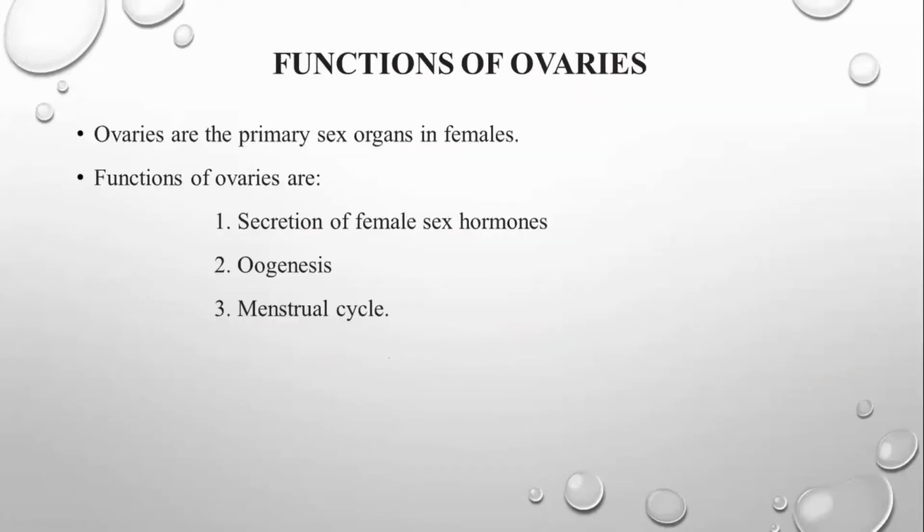Right. The function of the ovaries. The ovaries are the primary sex organ in the female, and three important functions take place: secretion of female sex hormone, the process of oogenesis, and the process of the menstrual cycle. So till now we have seen the secretion of female sex hormone and the parts of the female reproductive system. Now we're going to see another important process, oogenesis, and the menstrual cycle, which are very important in the female reproductive system.